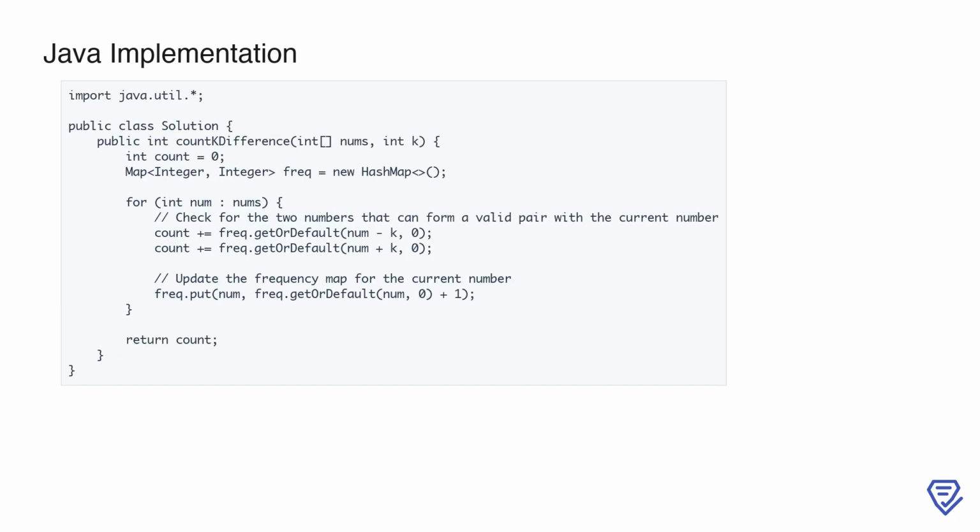This is the Java implementation of LeetCode problem number 2006, Count Number of Pairs With Absolute Difference K. The logic mirrors the provided Python solution, with adaptations for Java syntax and collections. We use a hash map to store frequencies of numbers and calculate the count of valid pairs during the traversal. Java-specific features like Map and getOrDefault are used to handle frequency updates and lookups efficiently.